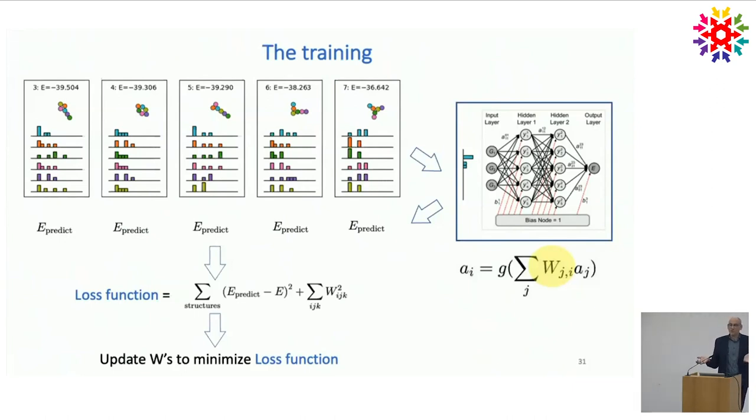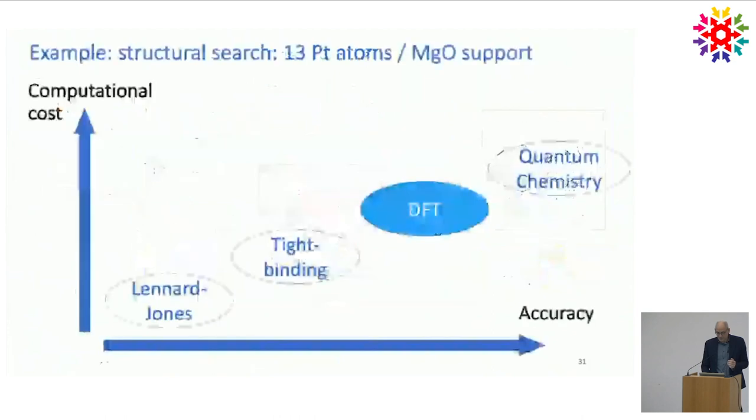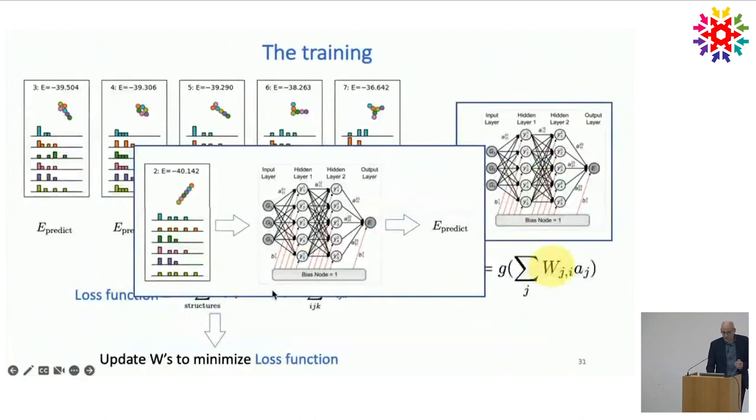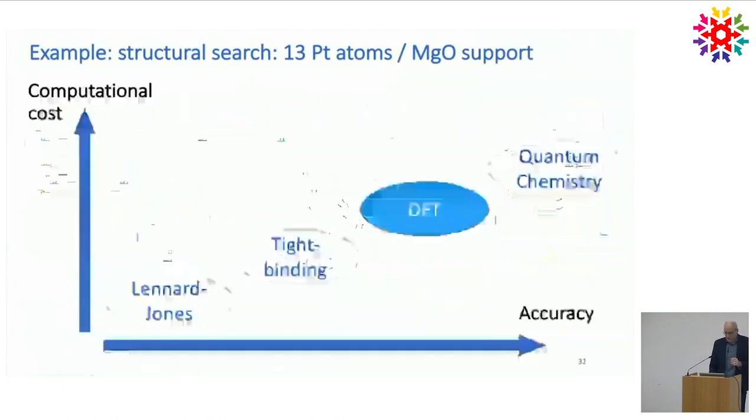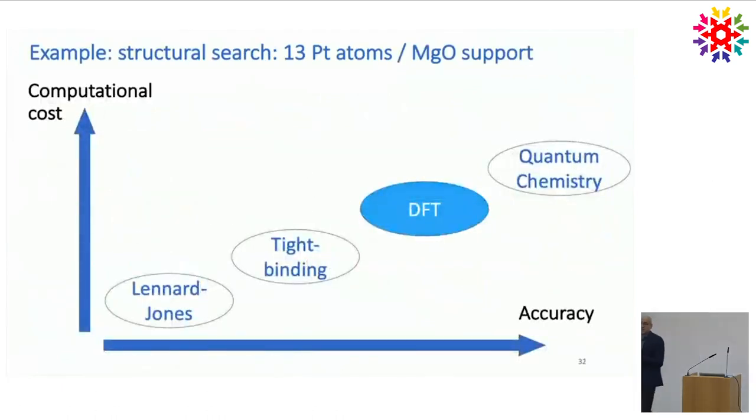And once we have those, we hope and pray that this model also has some predictive power, meaning that we can then introduce an unknown structure, have it predict energies for each of the atoms, add up those energies, and get the total prediction for that unknown structure. And I'll give a real life example where we did this, and it was for 13 atoms on an oxide support.